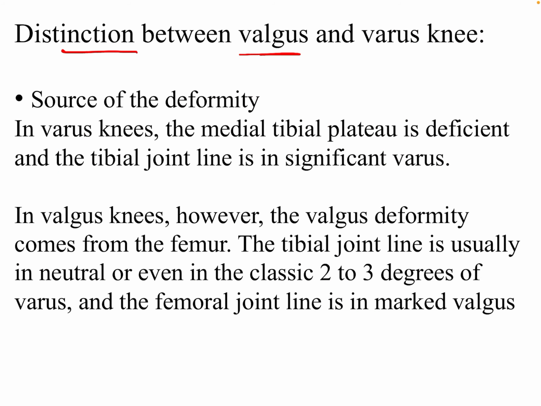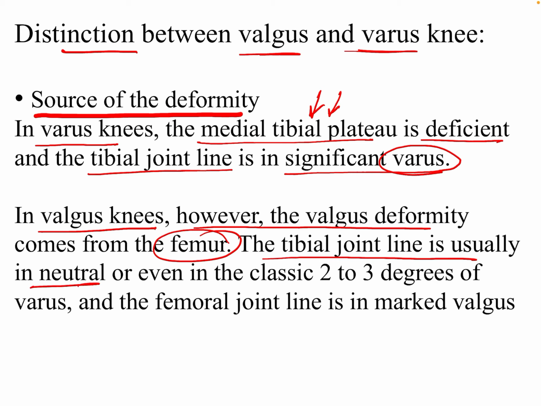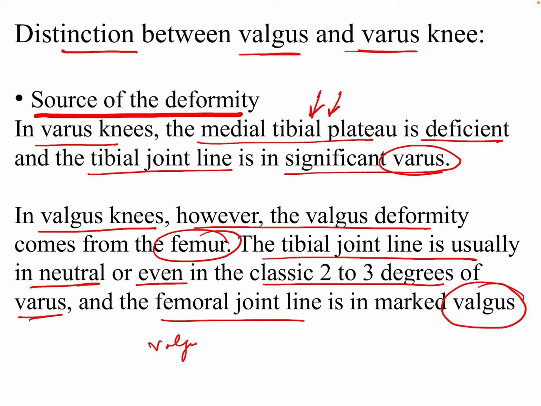Now, the distinction between the valgus and the varus knee. Firstly, the source of deformity. In case of a varus knee, it is the medial tibial plateau which is deficient, and the tibial joint line is in significant varus. So the varus knee deformity comes from the tibia. In a valgus knee, the deformity comes from the femur. The tibia is usually in neutral or even a classic 2 to 3 degrees of varus, and the femur is in marked valgus. So in valgus it is the femur which is involved, and in varus deformity it is the tibia which is the source.